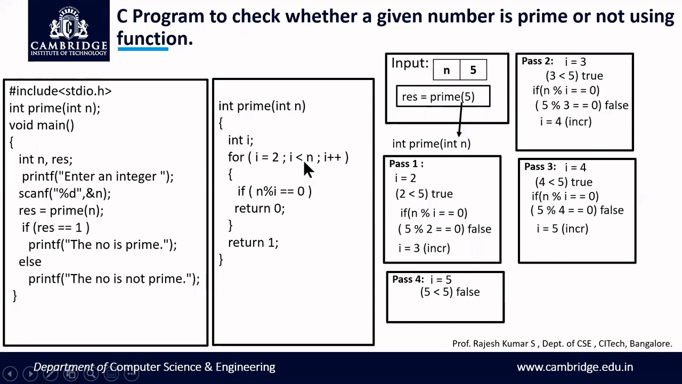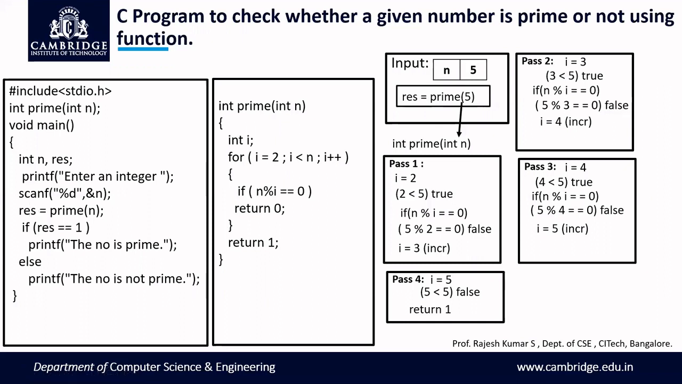When I value becomes 5, we come out of the for loop. When I come out of the for loop, I'll come to this particular location. I'll be returning 1. Returning 1 will be returned to the calling function. 1 will be returned to this particular place. In turn, the 1 is assigned to RES.